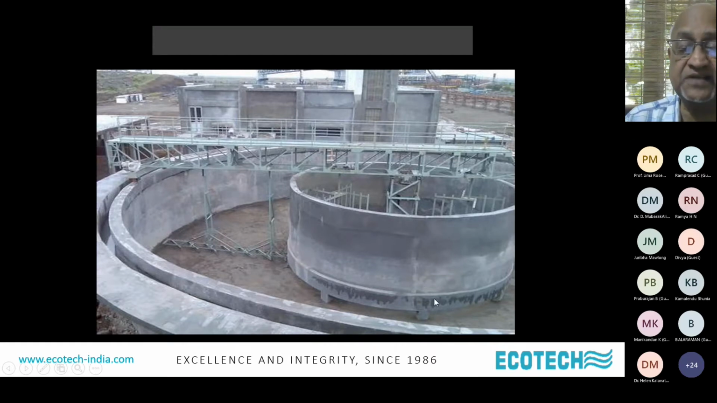The solids separate out, settle at the bottom, and are taken out into the sludge sump. There's a buried pipeline, the sludge line, buried below the floor of the clarifier, which gets into the sludge holding tank. So this is a typical clariflocculator.